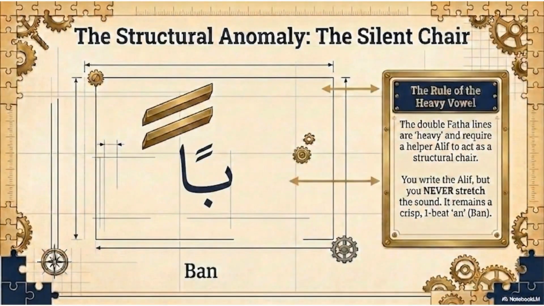The structural anomaly is the silent chair. Double Fatha lines are heavy and require a helper Alif to act as a structural chair. You write the Alif, but you never stretch the sound. It remains a crisp, 1-beat an sound.